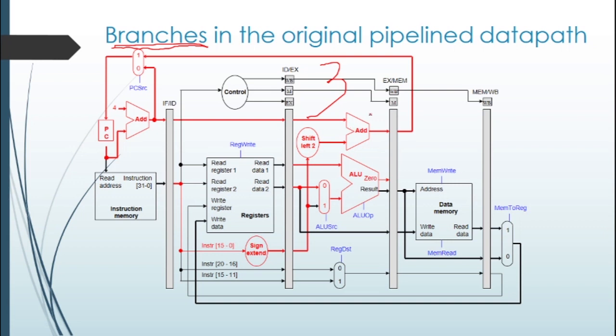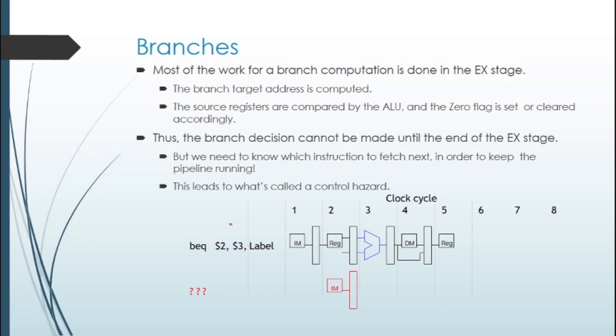And what if the decision is that we have to branch to the branch target address? It means that the next two instructions which were already in the pipeline have to be deleted from the pipeline so that it works properly. Most of the work for a branch computation is done in the EX stage. The branch target address is computed, the sources are compared, and the zero flag is set or cleared accordingly. Thus the branch decision cannot be made until the end of the EX stage, and by that time there are already two instructions in the pipeline. So we have to stop those instructions.